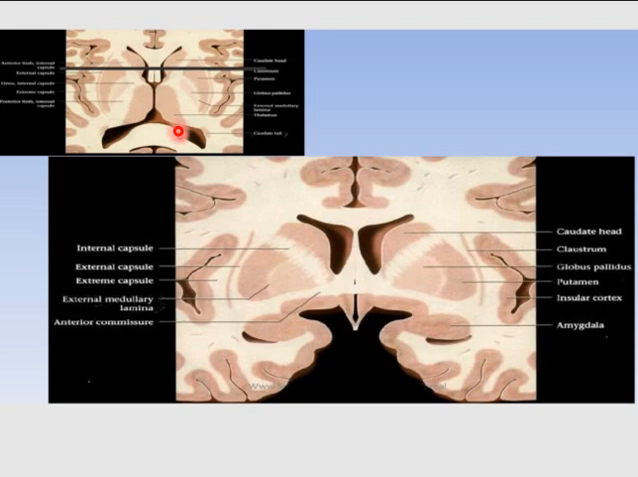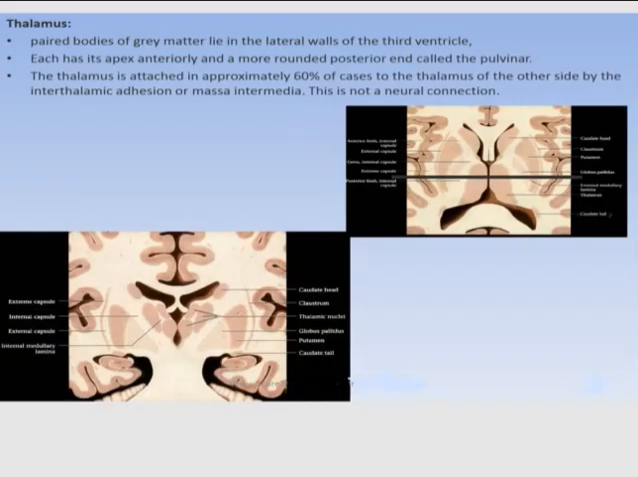The internal capsule anteriorly separates the caudate from the lentiform nucleus, and posteriorly separates the lentiform from the thalamus. The thalamus, paired bodies of gray matter, lies in the walls of the third ventricle. Each has an apex anteriorly and a more rounded posterior end called the pulvinar. The thalamus is attached in approximately 60% of cases to the thalamus of the other side by the interthalamic adhesion or massa intermedia. This is not a neural connection.